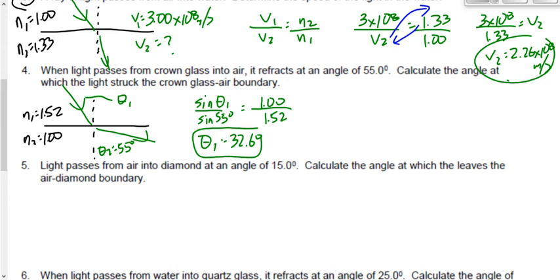Is that a reasonable number? Yeah, we expected theta to go up because V went up and N went down. N went down by quite a bit, so we would expect theta to go up by quite a bit. It went from 32 to 55. That's quite a bit. So it seems like a reasonable number there.